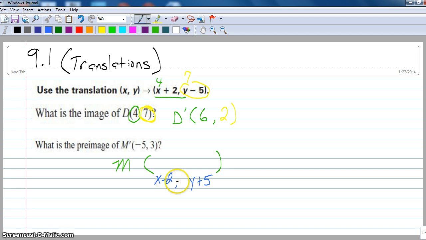You only do the opposite when it says pre-image. You work backwards. So here's my x. I'm going to plug in negative 5 right here. Negative 5 minus 2 is negative 7. Then I'm going to get my y, which is 3. Put it right here, 3. And 3 plus 5 is 8. This was my original point M, and you can plug it back over here and you're going to get this point. So it does work out.